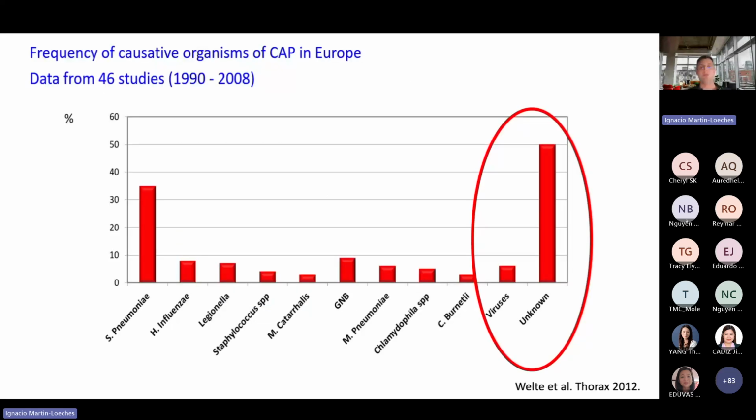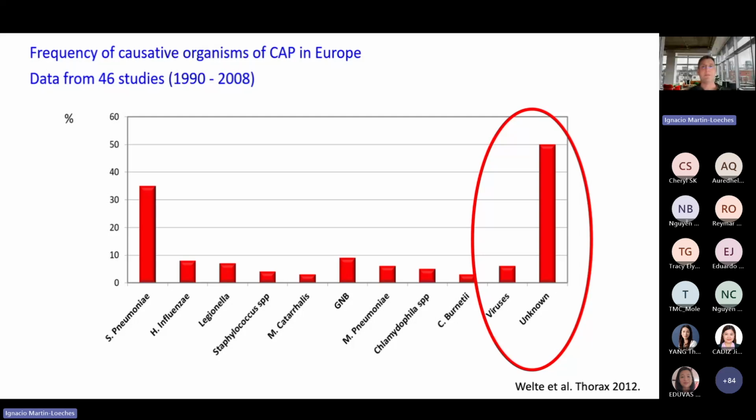However, I could say that probably one of the most important parts in diagnosis is the lack of diagnosis. This is a paper that was published in 2012 in Thorax from a German group that included almost 50 studies. And you can see that the most common pathogen is having no pathogen, so having unknown. It is true that this paper is more than 10 years old.